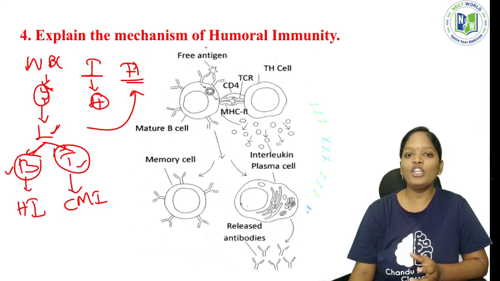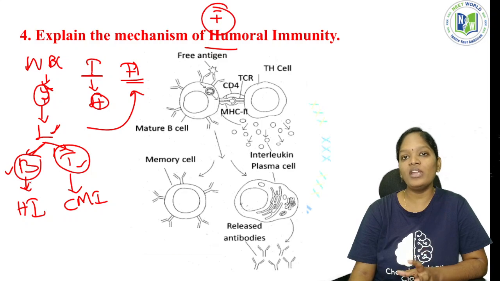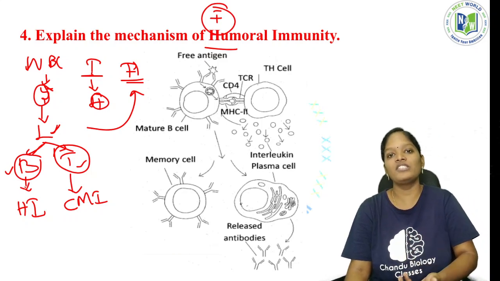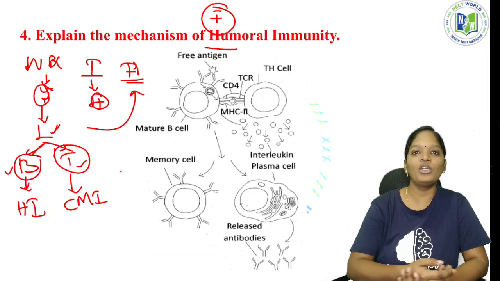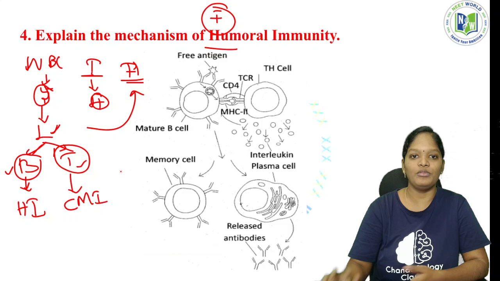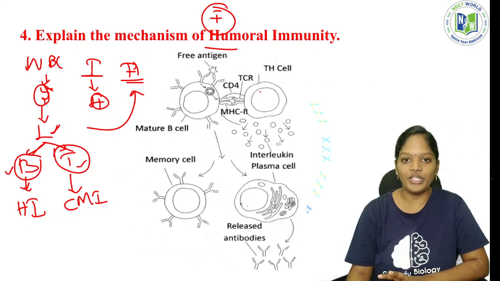The word humoral means fluid, and these fluids are having antibodies. The antibodies are produced by the plasma cells, and plasma cells are the differentiation of the B cells. So this is the basic understanding of humoral immunity, adaptive immunity, and innate immunity. Now comes the humoral immunity.